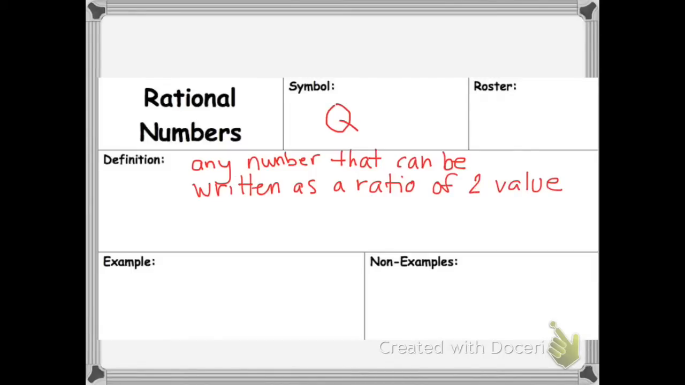And a ratio, as in 1/2, that's division, and that's where that Q comes from. This is not part of the definition, but just leading you to that symbol of Q in there.